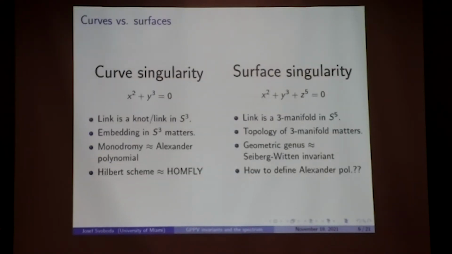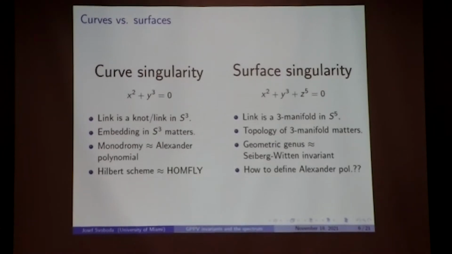So now I want to talk about the difference between the curve case and the surface case, because it's quite different. Take a curve singularity, for example this E2 singularity, which gives us a trefoil. The link is a knot, since there's just one branch of the singularity. What matters is this embedding in S3, because otherwise a link is just a bunch of circles. So it is important that we still think of it as embedded in S3.